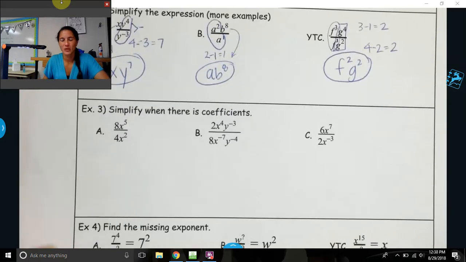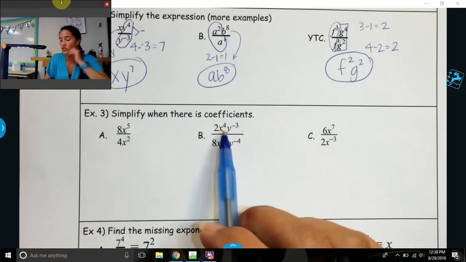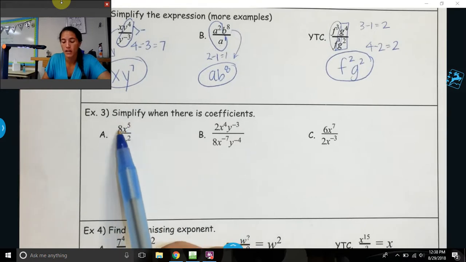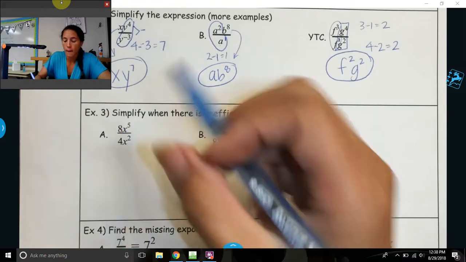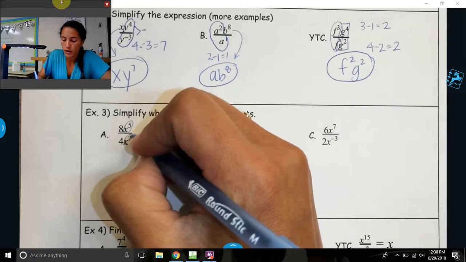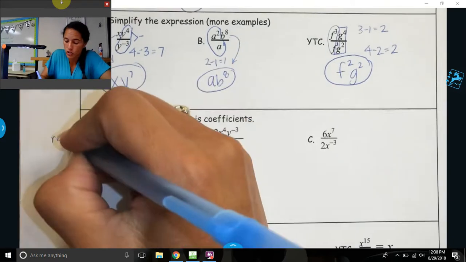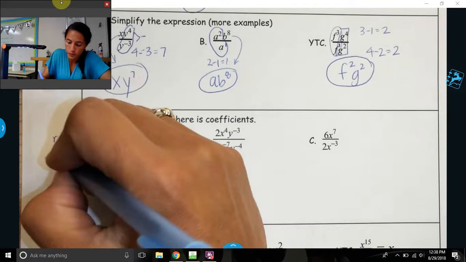All right, example 3, simplify when you have coefficients. Coefficients are the whole numbers in front. And this is where some people might want to say, okay, 8 to the 5th power. But the 5th power is only with the x. The x is your base. The 8 and 4 are not bases. So what you do with the 8 and 4 is you just simplify or reduce those like normal.